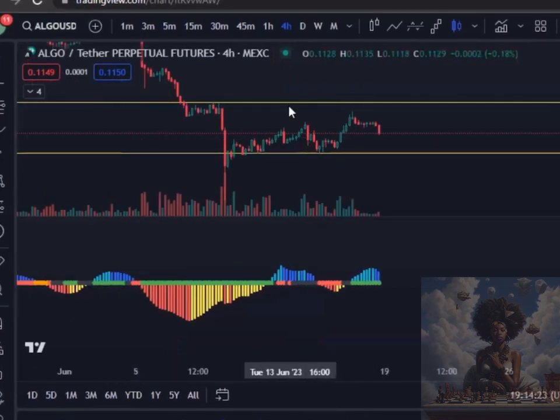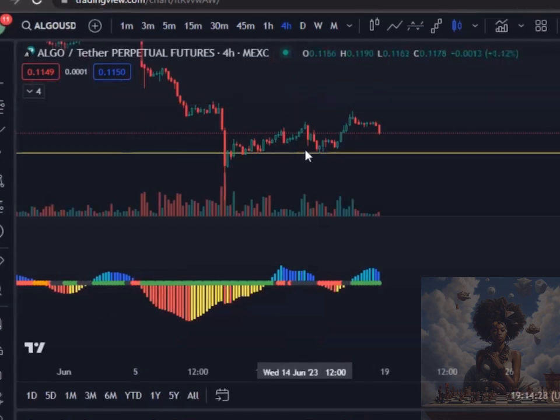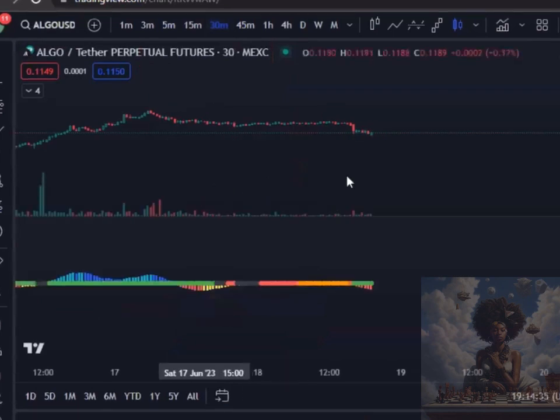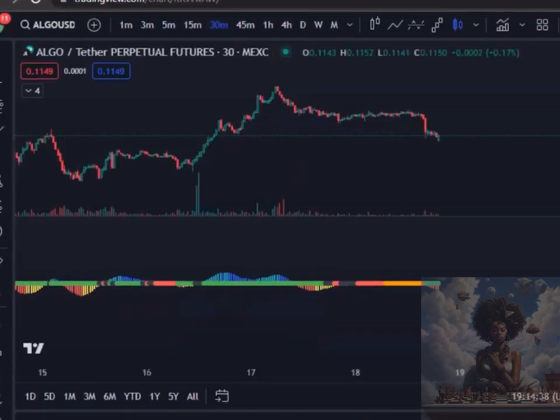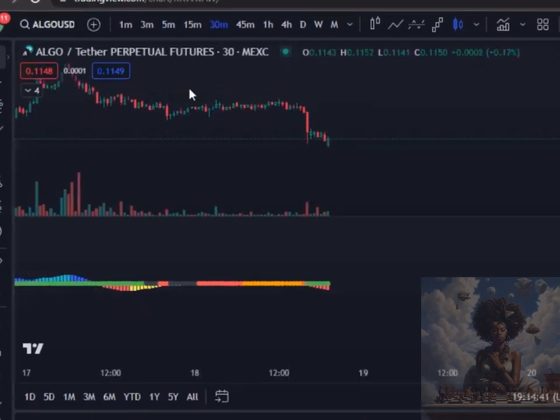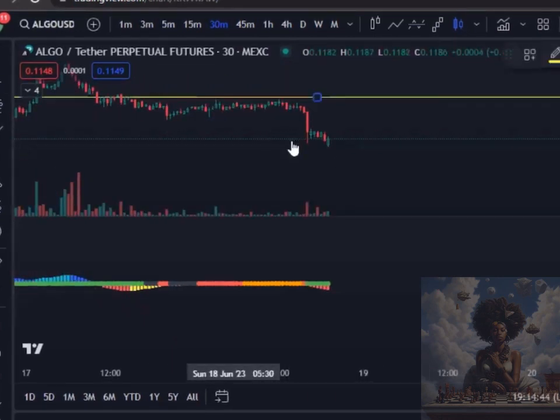For your day trades, let's get these 4-hour lines out of here. You're going to go to your 30. You're going to plot your lines. So your support and resistance need to be plotted on your 30. So let's go throw those in there.